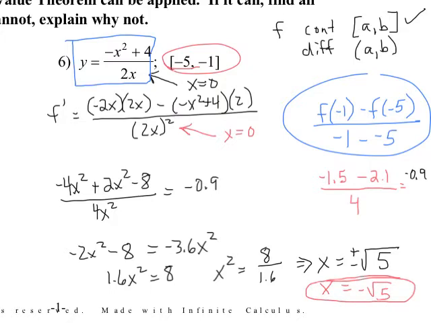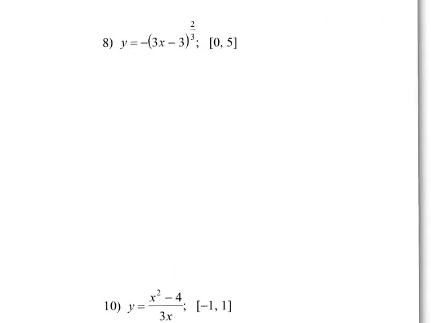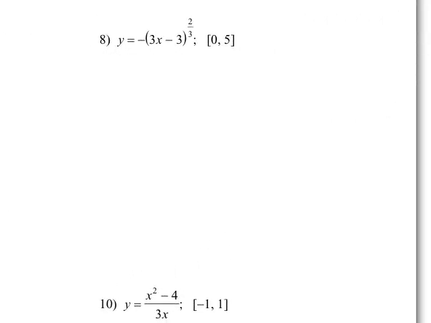Alright, let's look at a couple more problems, and then I think you're free to run the rest of the assignment on your own. So let's take a look at the next one. Okay, same instruction set. Let's take a look at problem 8. Problem 8, what we have here is the negative of the third root of 3x minus 3 squared.